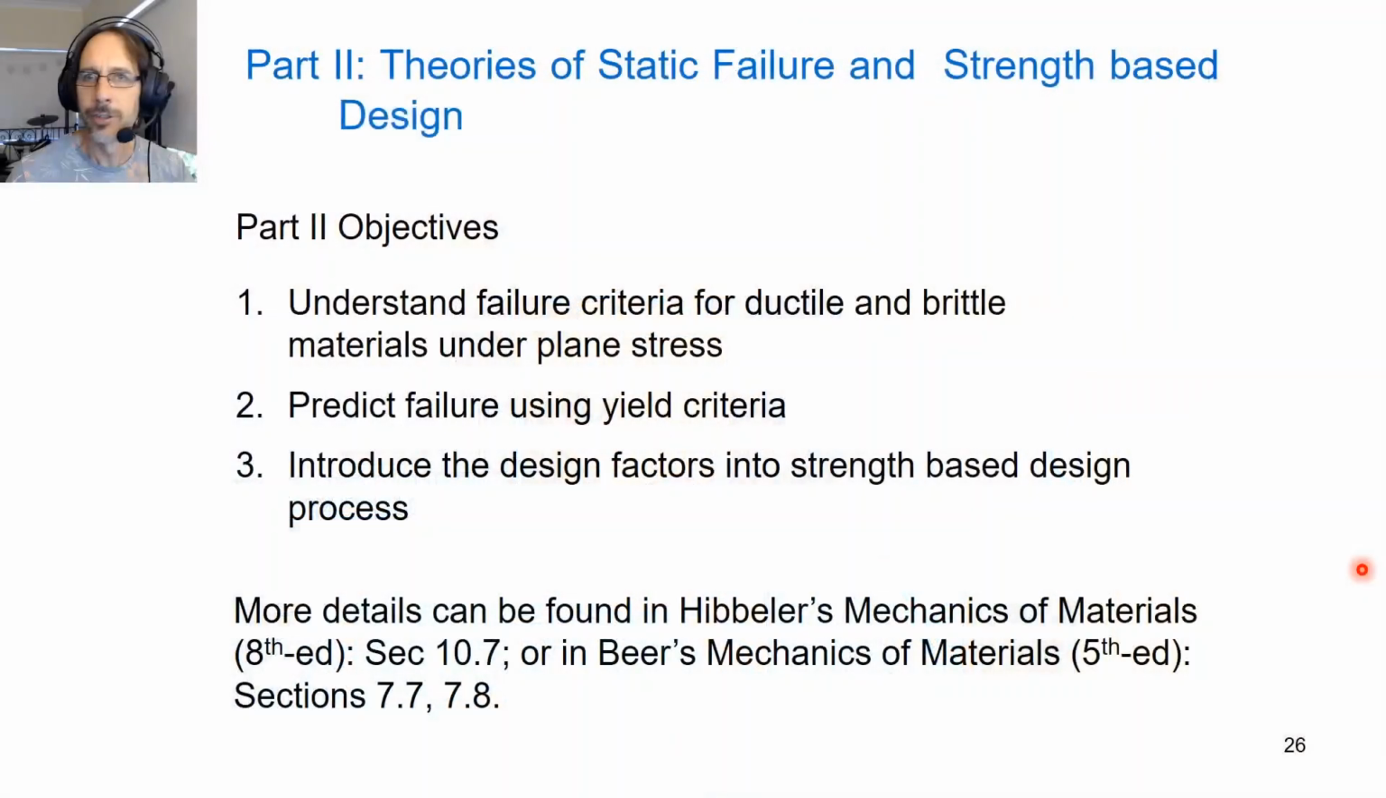Okay, so let's get into the lecture. As I mentioned in the previous one, we're going to look at failure theories. So we both look at failure for ductile and brittle materials. We predict failure using yield criteria, and we'll also look at some brittle failure criteria, and we'll introduce this yield criteria into design factors for strength-based design process.